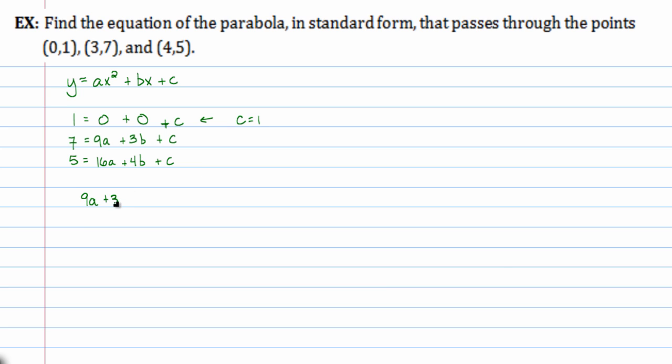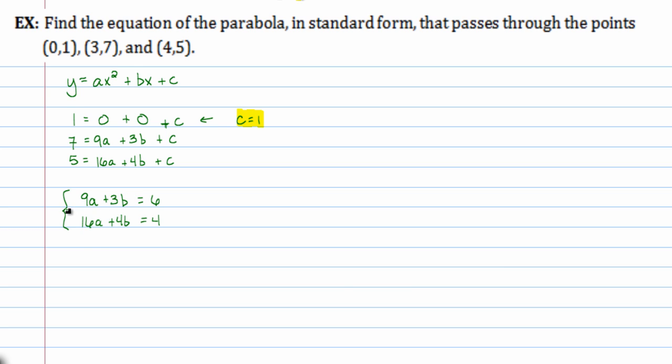That'd be 9a plus 3b, and instead of plus c, it would have been plus 1 equals 7, right? But I'm going to subtract 1 from both sides, so I'll just do that all in one fell swoop. I'll subtract that 1 from both sides to become a 6. And the same thing with the second equation. We have 16a plus 4b, and it was going to be plus 1 is equal to 5, but I'm going to subtract 1 from both sides to get this. And this will be our system of equations. Since we already know what c is, I can just highlight that and we can continue forward.